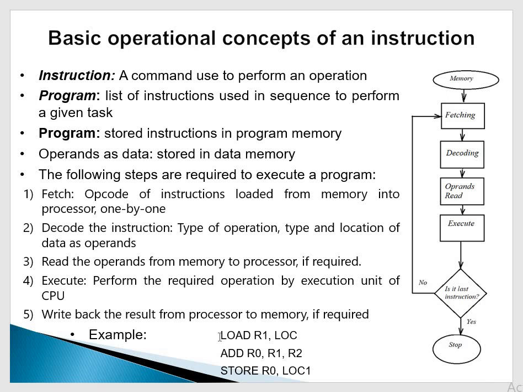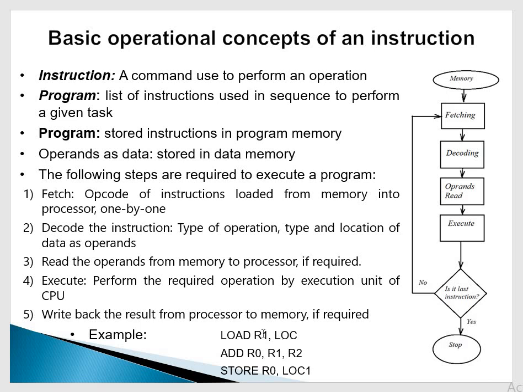Let's suppose this is an instruction or a command for any computer. It is written as load R1, LOC. This particular instruction has two parts. This load is called a mnemonic, and the rest of the two words are called the operand. The first part, the mnemonic, is used to indicate what type of operation we want to perform. Here load is written. The meaning of this load is we want to load the data from the memory. The second part is indicating the operand.